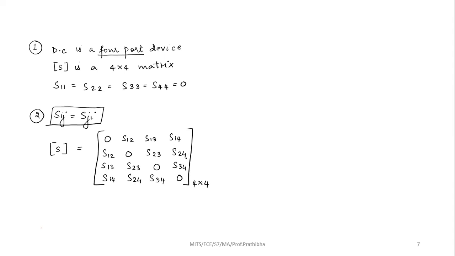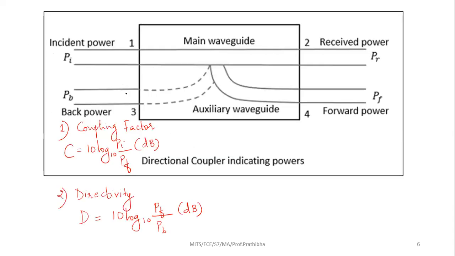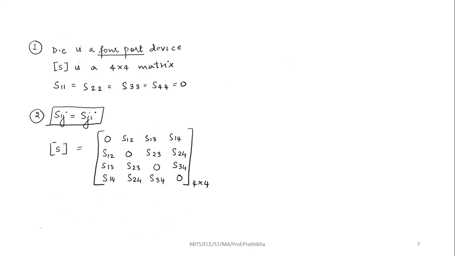Now, what did we say? If you remember, we said there is no coupling between 1 and 3. That means if I send power from 1, it does not come out of 3, isn't it? There is no coupling between 1 and 3, and there is no coupling between which other 2 ports? Please answer in the chat box quickly. Yes, Ajay. Very good. Ajay says 2 and 4 also there is no coupling. So neither 1 and 3 nor 2 and 4 have coupling.